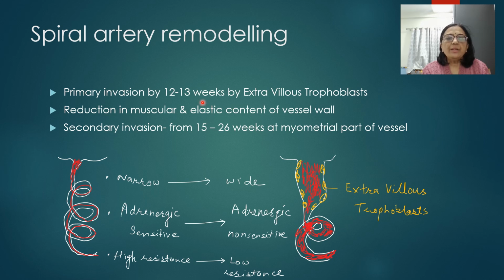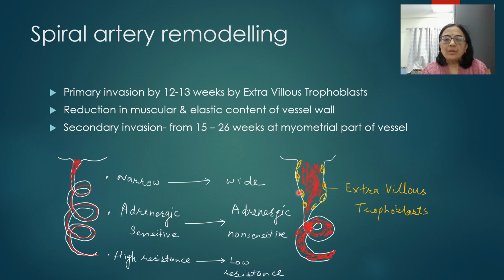So this primary invasion takes place by 12 to 13 weeks, and the cells leading to this primary invasion are called extravillous trophoblast. As we know, in the development of the placenta, we have primary villi, secondary villi, and tertiary villi. Some of the trophoblastic cells remain outside the villus structure, and these are called extravillous trophoblast.